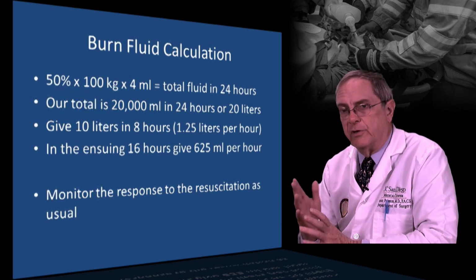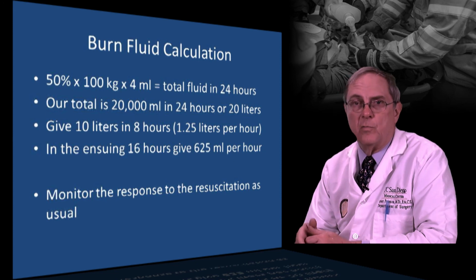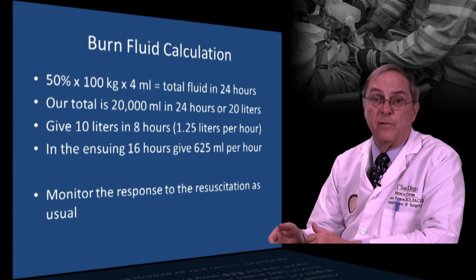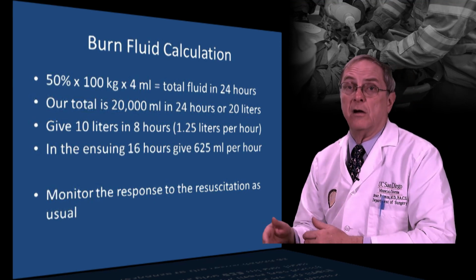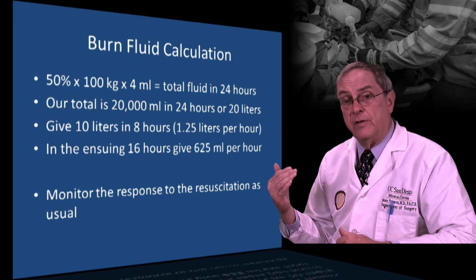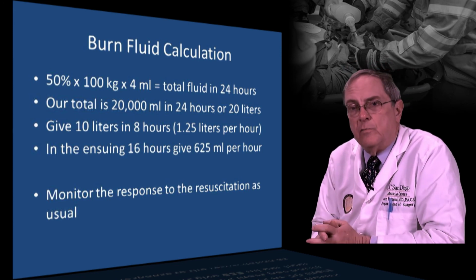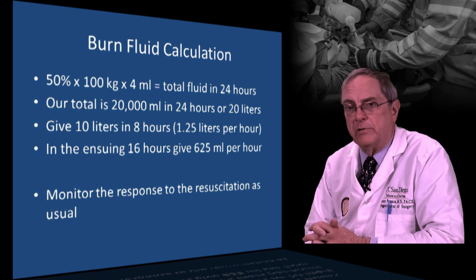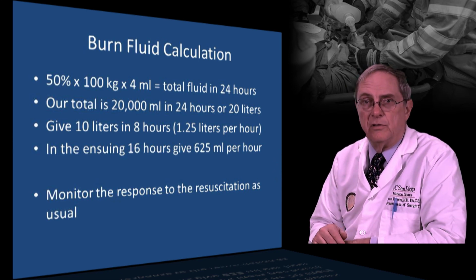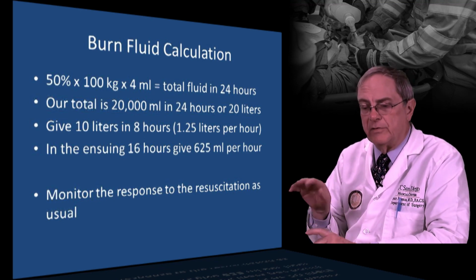So we're a little different than trauma. If you watch in the trauma bay, once the patient gets in here, usually they'll get between 1 and 2 liters straight up when they come into the hospital. We're giving our first 1.25 liters over the entire first hour of this patient's disease process. And it's a pretty big burn, 50%. In the ensuing 16 hours, then we're going to give half of that rate, which is 625 mLs per hour, okay? And during all this, we're going to monitor the response to resuscitation as we usually do. Blood pressure, pulse, urine output, base deficit, serum lactate levels, etc.